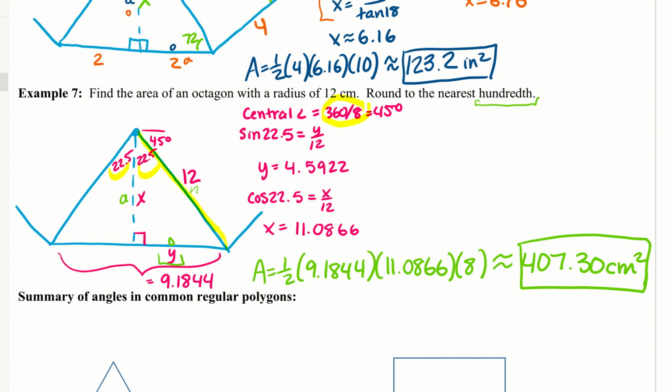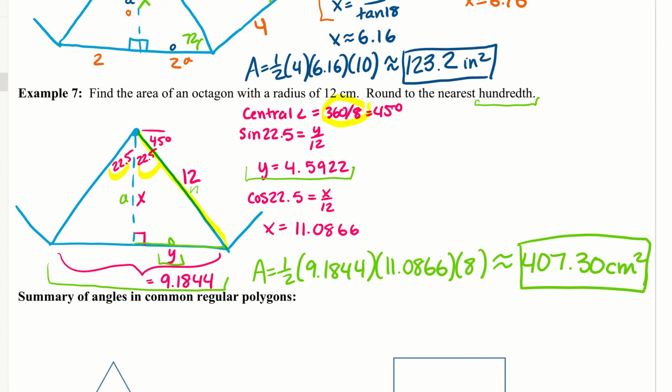And then solving for my apothem, since my apothem was adjacent to 22.5, I had to use cosine, so I did the cosine of 22.5 is x over 12, and I got that my apothem is around 11.0866. And then I made sure to double my y value, since that's just this length right here, and I want to find the side length of my whole octagon.